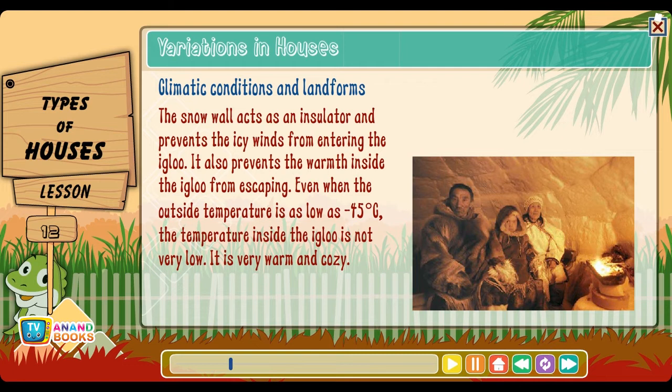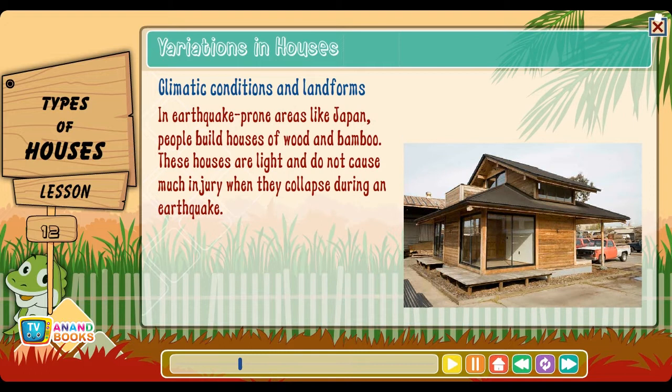Even when the outside temperature is as low as minus 45 degrees Celsius, the temperature inside the igloo is not very low. It is very warm and cozy. In earthquake-prone areas like Japan, people build houses of wood and bamboo. These houses are light and do not cause much injury when they collapse during an earthquake.